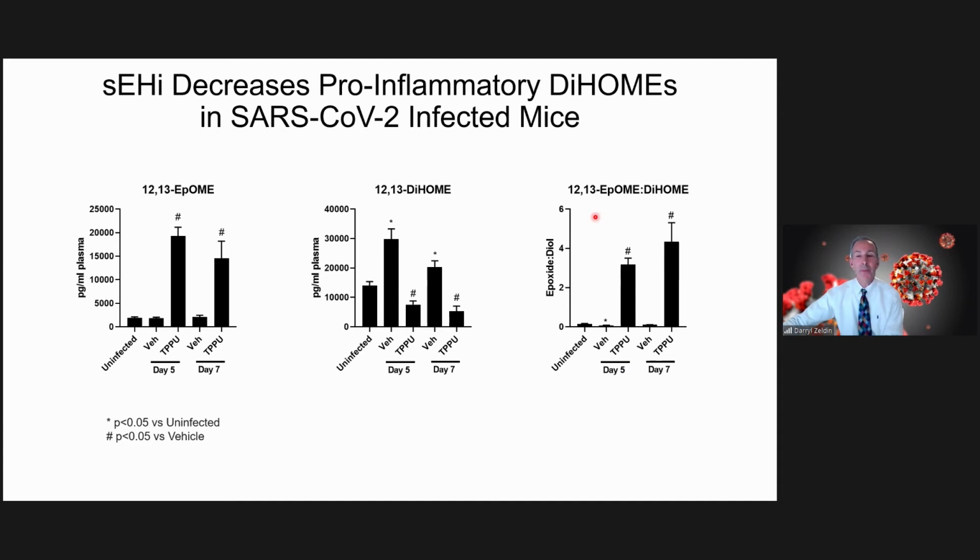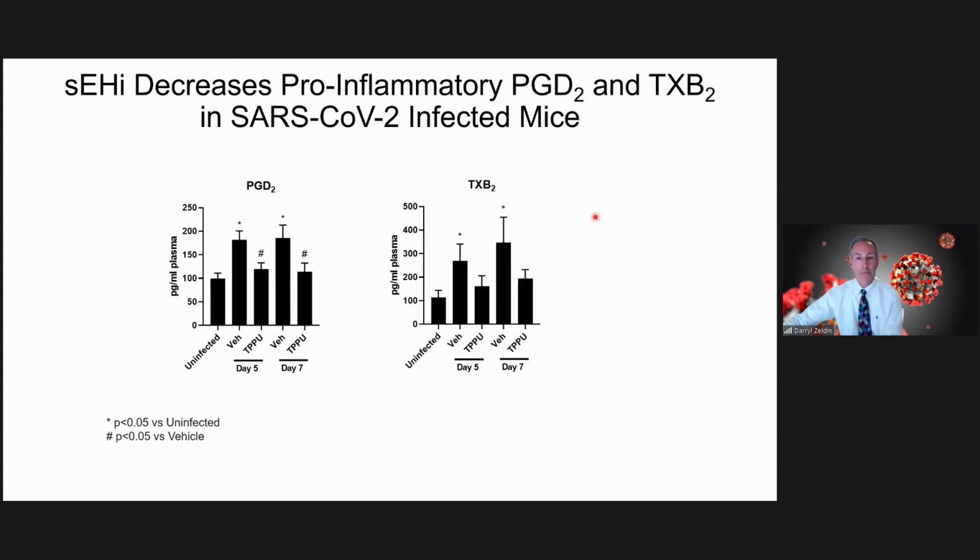So taken together, these data show that SEH inhibition with TPPU increases plasma levels of the anti-inflammatory EETs and decreases plasma levels of the pro-inflammatory DiHOMEs after SARS-CoV-2 infection. We also observed significant attenuation of the eicosanoid storm after SARS-CoV-2 infection.